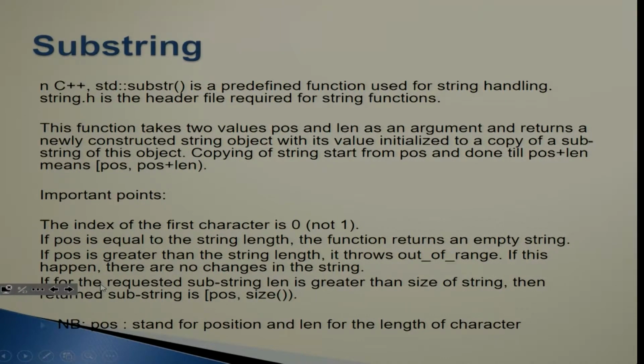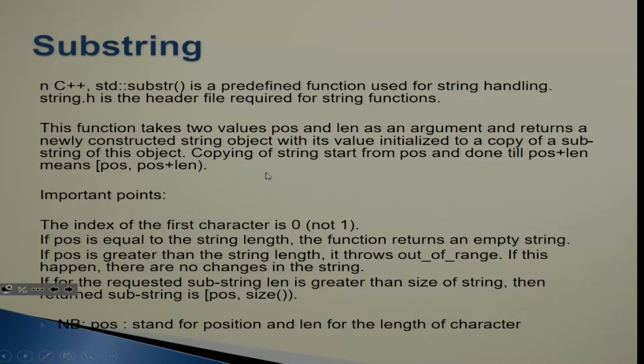This is an example. And then if pos is equal to the string's length, the function returns an empty string, right? If pos is greater than the string length, it throws out of range. If this happens, there are no changes in the string. If the requested substring length is greater than the size of the string, then it returns the substring from pos to the end. And now I'll come back here.